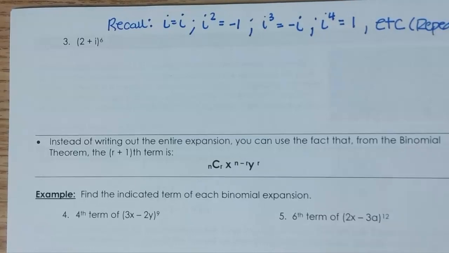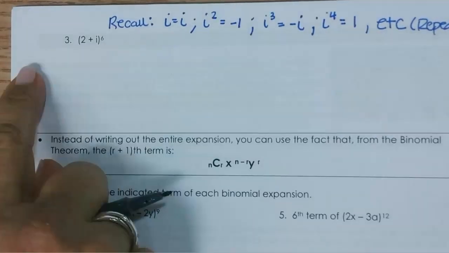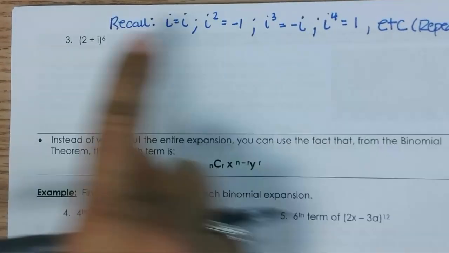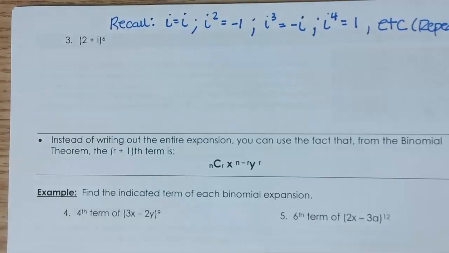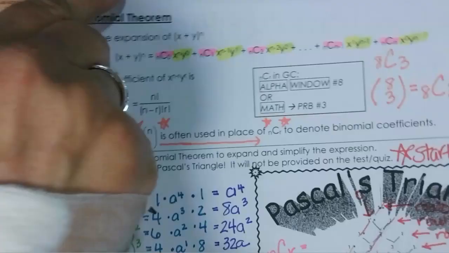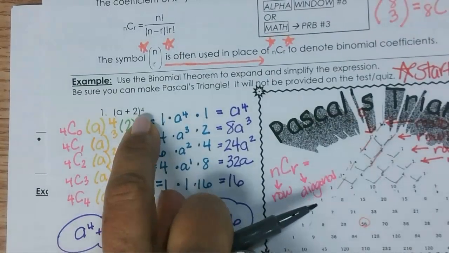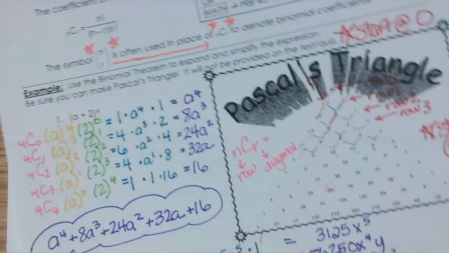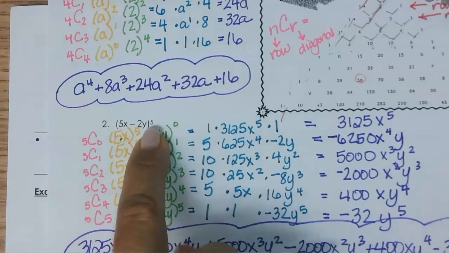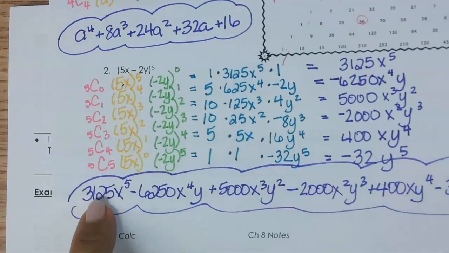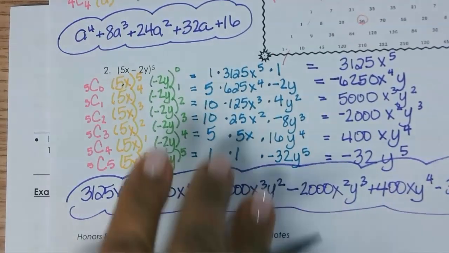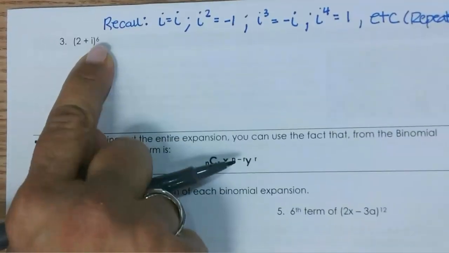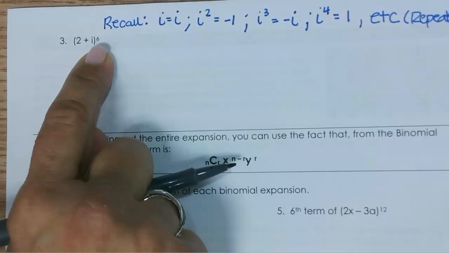And another way, instead of having the large columns, is that we could have a slot for every term. One of the things you might have noticed in the last example is that when our power was to the fourth power, we had 1, 2, 3, 4, 5 terms. When it was to the fifth power, we had 1, 2, 3, 4, 5, 6 terms. So there's always one more term than the value of n. So if this is 2 plus i to the sixth, that means we're going to want 7 terms.